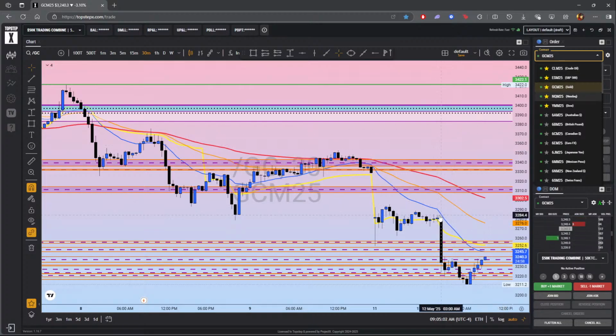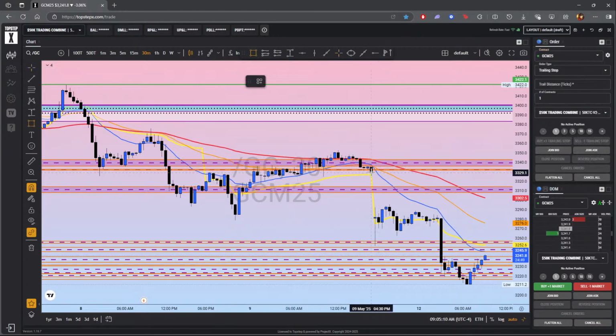Gold on my NASDAQ chart, up 30 points from the low. There's definitely some gaps to be filled here. Let's mark these out and pay some attention to them.